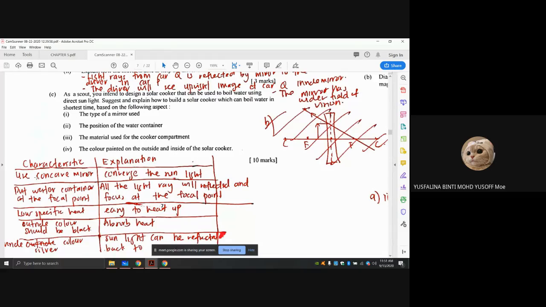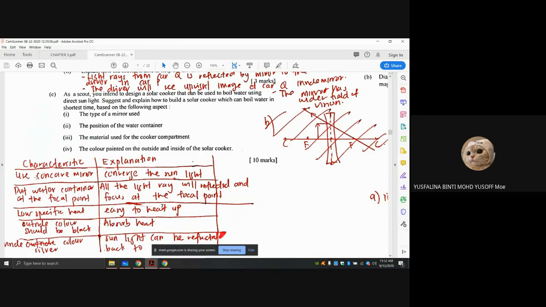And then the next one is the material used. The material that we use must have a low specific heat capacity, meaning it's easy to heat up. For this question, they ask you about what the material used is. Please don't write the name of the material.